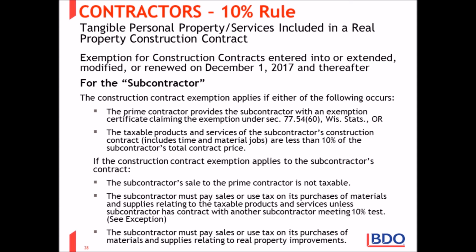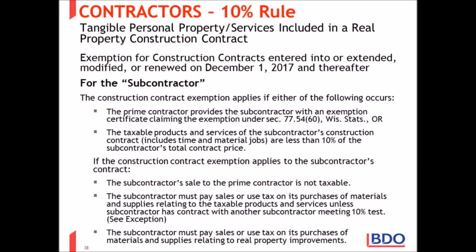For the subcontractor, again, the subcontractor would want to receive from the prime or general contractor that exemption certificate claiming the exemption. If you don't receive the exemption certificate from the prime or general contractor, you don't treat it as meeting this 10% rule or the 10% test. So the exemption applies if the following occurs: you receive the exemption certificate from the prime contractor, or the taxable products and services of the subcontractor's construction contract are less than 10% of the subcontractor's total contract price.